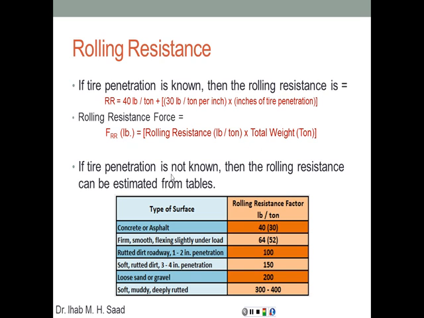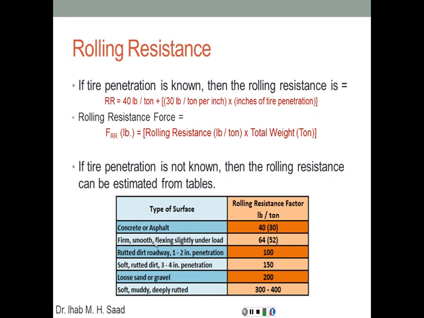If tire penetration is not known, then the rolling resistance can be estimated from tables. You can't measure the tire penetration, but you know what type of soil the equipment is going to be working on. We can use that table. For concrete or asphalt, the rolling resistance factor is going to be 40 pounds per ton, which is basically this one, with the second component of the equation being equal to 0. For concrete it is 40, for asphalt it is 30.